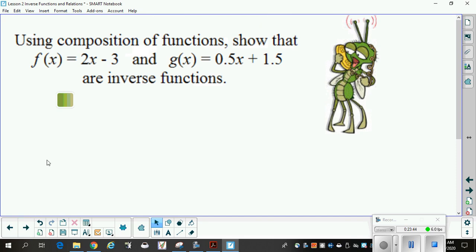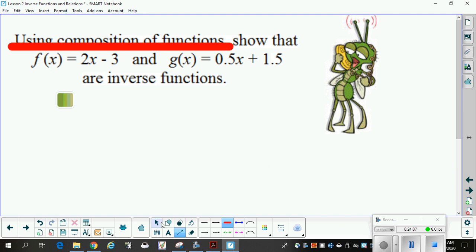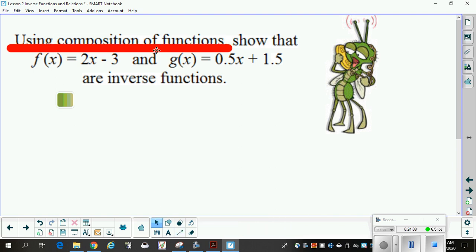Now, using composition of functions, show that f of x equals 2x minus 3 and g of x is equal to 1/2 x plus 1 and 1/2 are inverse functions. Key here, okay? Using composition of functions. Using composition of functions, you will have something like this on your summative. So go ahead and find f of g of x and g of f of x.